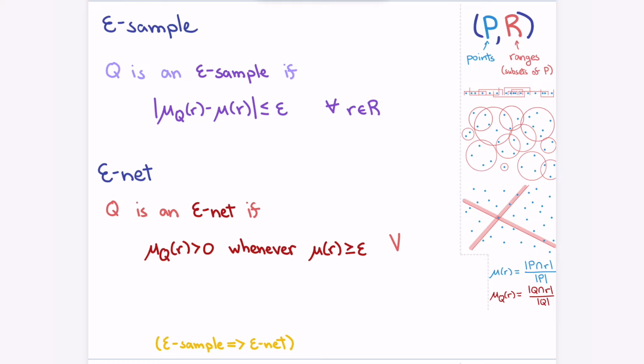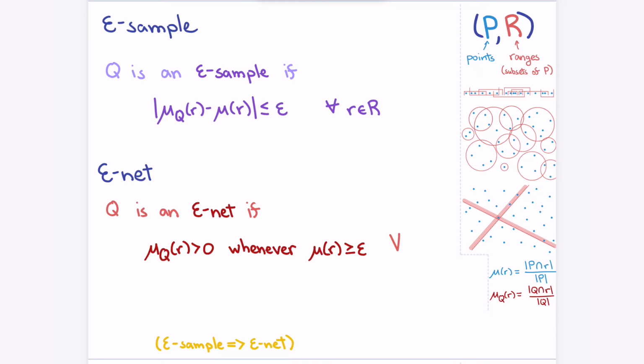This is the definition. You start with P. P is your true measure, right? It says there's 10% of the points in this circle and things like this. Now ideally a smaller Q is more valuable. So you want to take a representative subset of P, which in the case of an epsilon net is saying that for every range that's pretty large, that has at least an epsilon fraction of the points, you're getting at least one, something non-zero. I guess they use net because you cast a net and try to capture all the big things. Maybe the small things slip through.